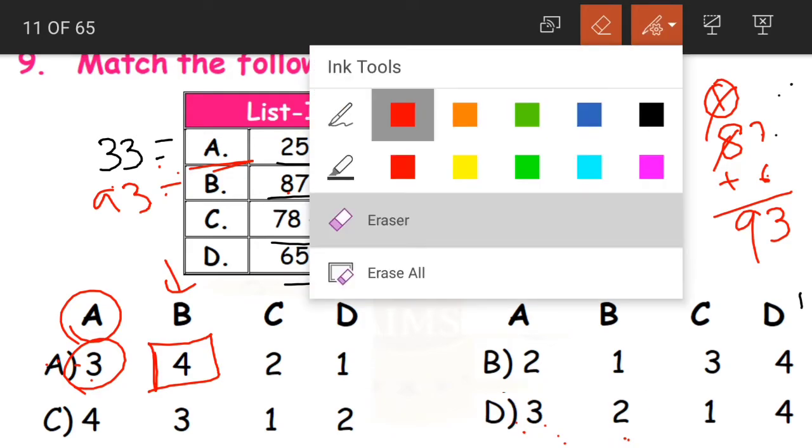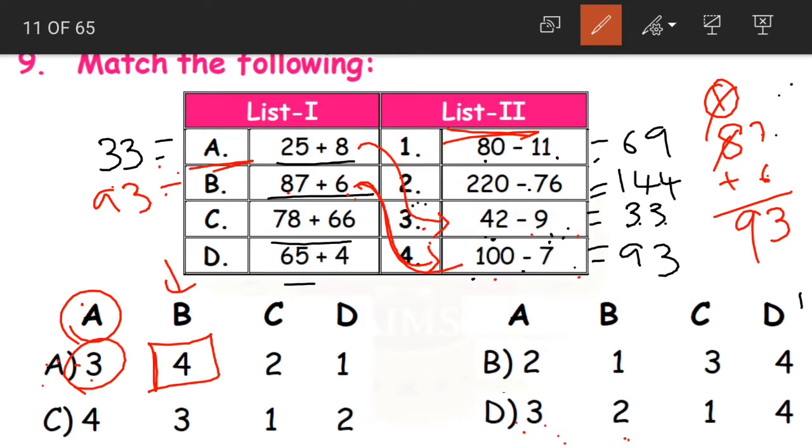So which option here has it? Option A has A3, B4. Yes or no, children? A3, B4. So then this will be our correct answer, option A. Even without solving C and D, we can say that option A is our correct answer.